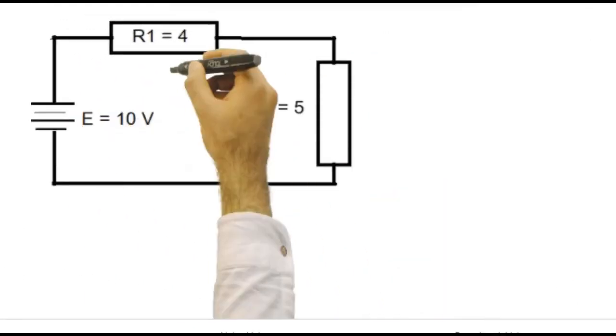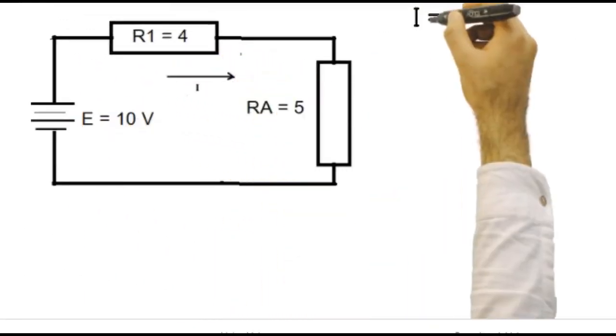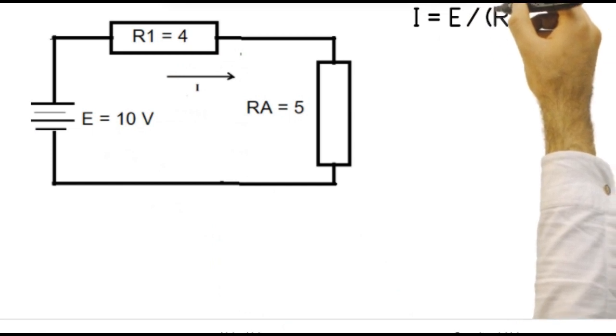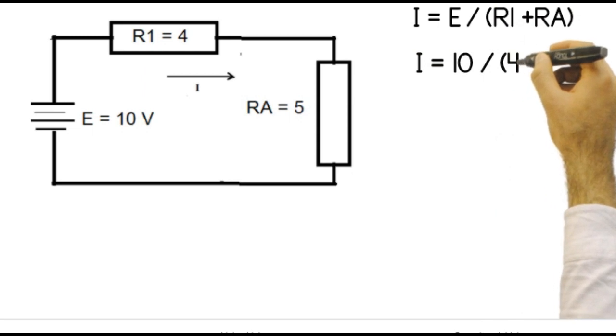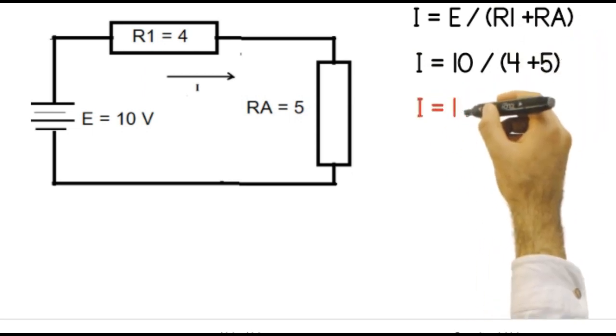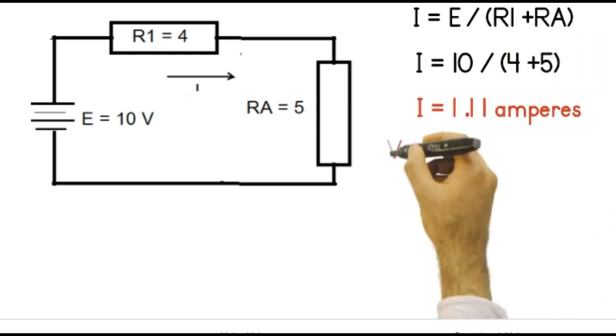The simplified circuit is shown here. Total current I is E, divided by R1 plus RA. I is equal to 10, divided by 4 plus 5. And I equals 1.11 amperes.